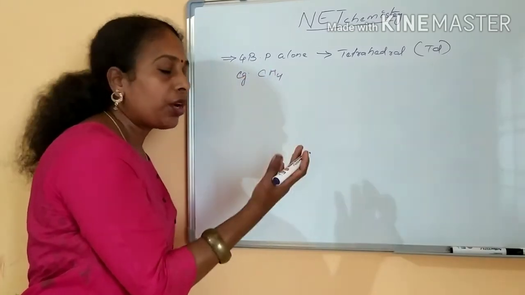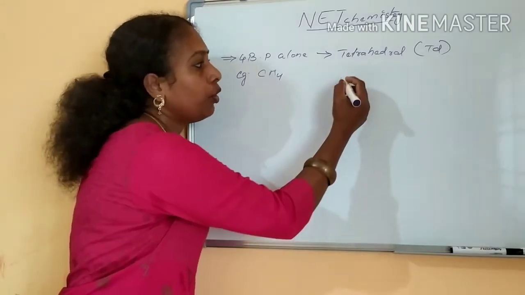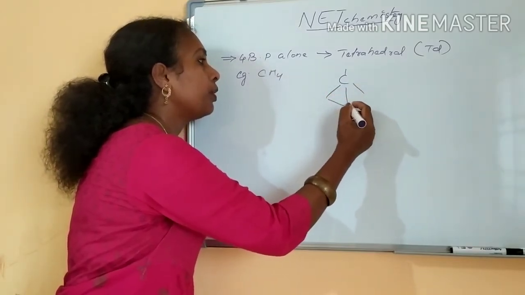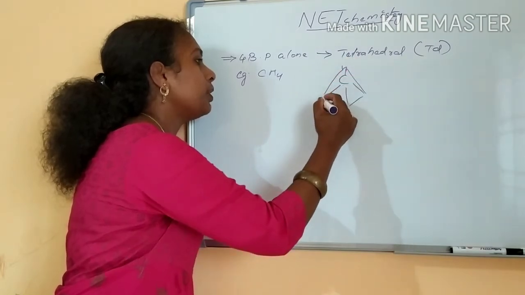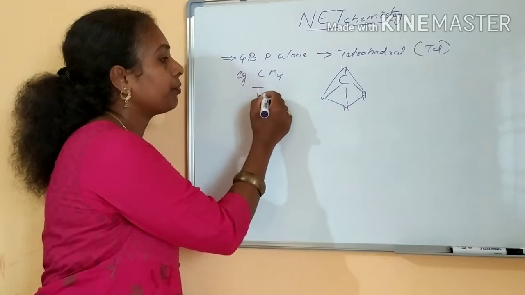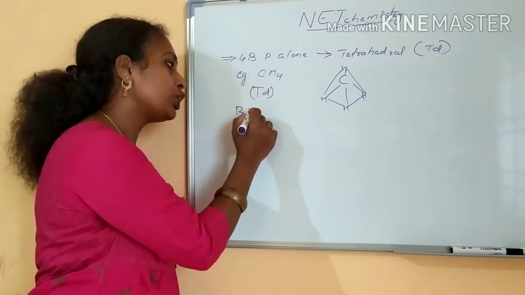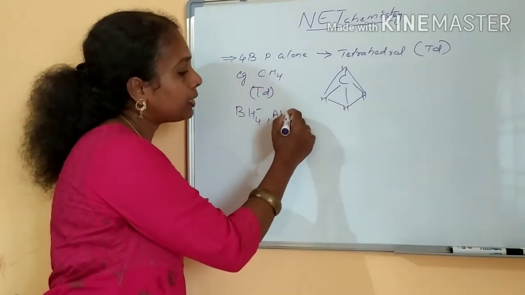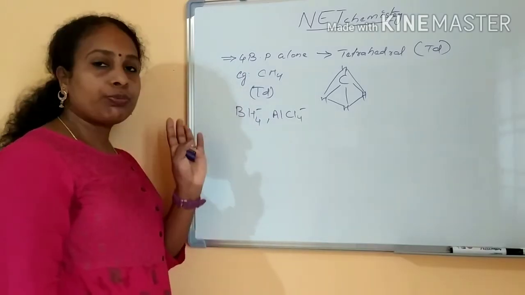Carbon is having 4 outer electrons, you know, and it is bonded with 4 hydrogen atoms. So the molecule belongs to the point group Td. Not only CH4, if you take BH4 minus or else AlCl4 minus, aluminum tetrachloride.